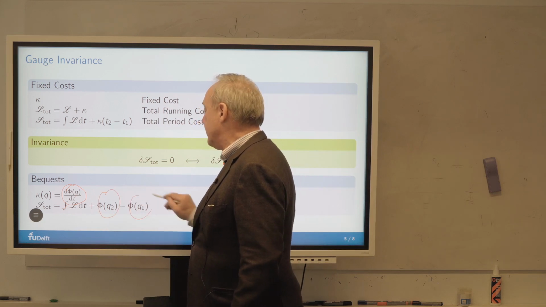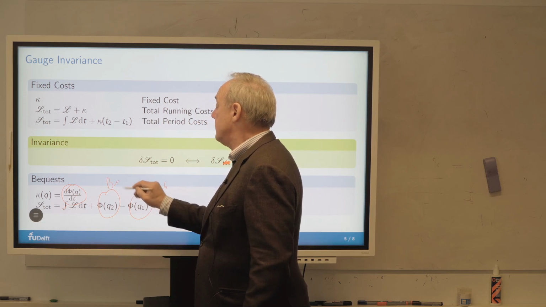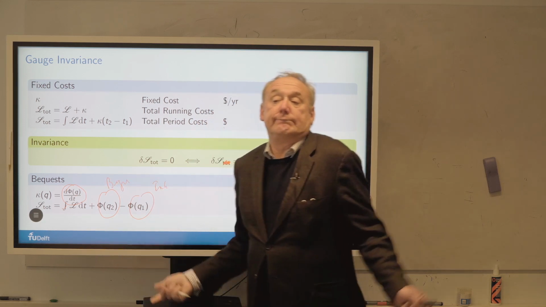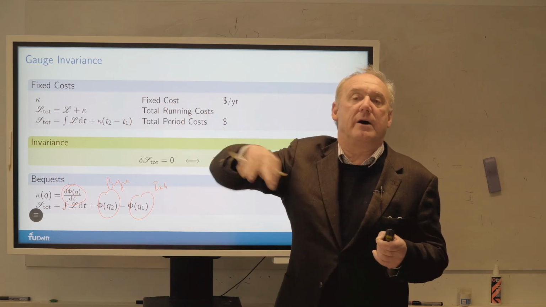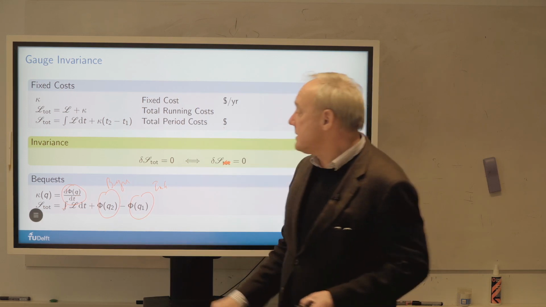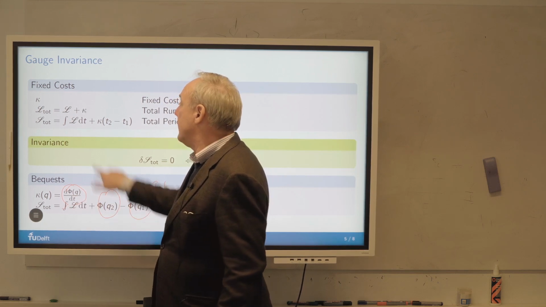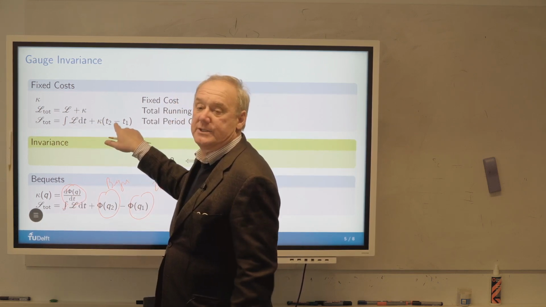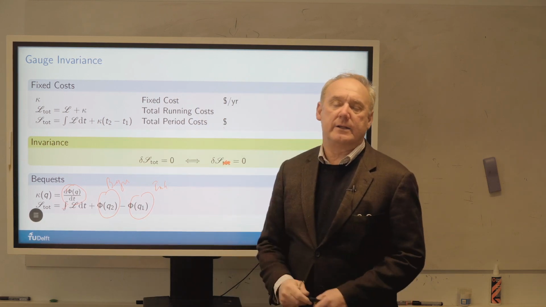So this will be an inheritance, right? And this will be a bequest. And it makes no difference. What happens at these endpoints is not part of the optimization you're doing. Of course, if this is not a total differential, this integration can't be done when you're integrating this Lagrangian. The point is you can just do the integration here. Otherwise you're in trouble.